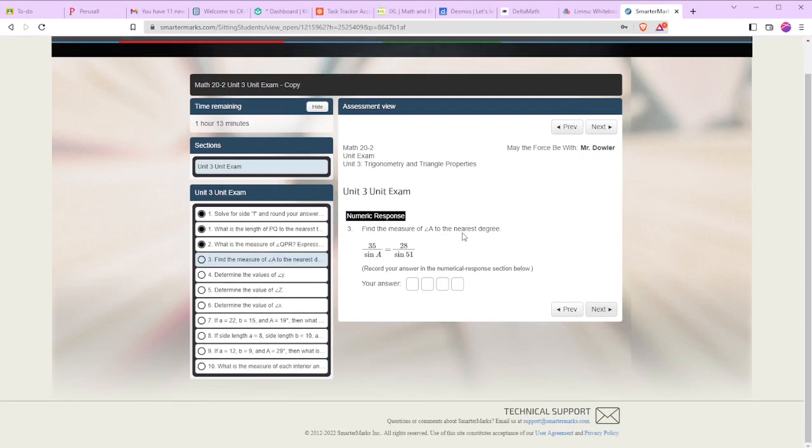Now here we need to find the measure of angle A to the nearest degree. This is direct substitution and manipulation. So it's just a matter of solving for A. So that would be the inverse sine of the sine of 51 times 35 divided by 28, which is 76 to the nearest degree.